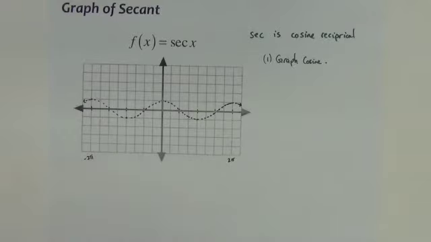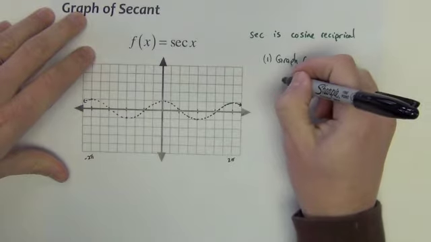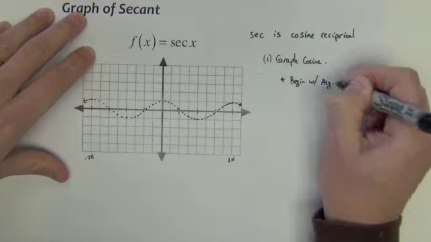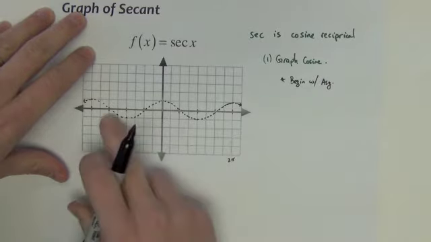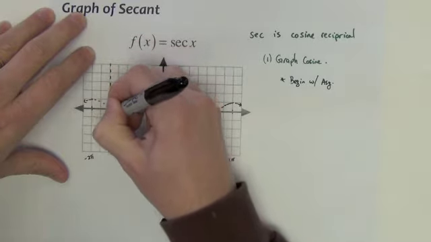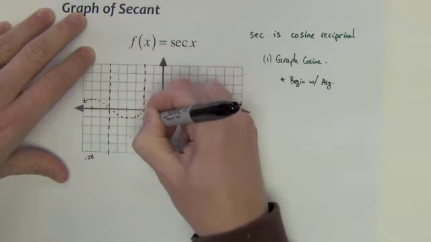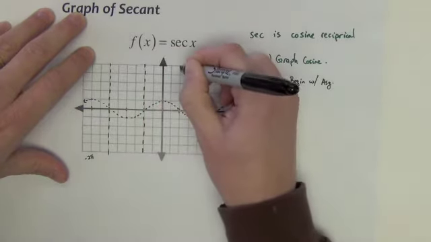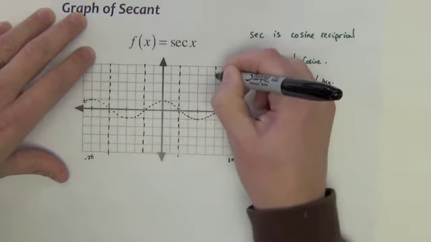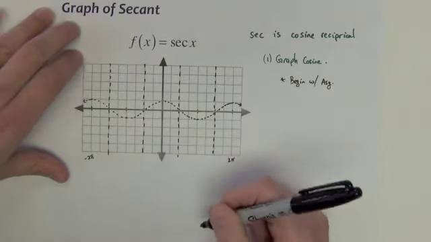And the easiest place to begin is with the asymptotes. The reciprocal of 0 is undefined. So every place that this cosine graph crosses the x-axis, therefore has a y value of 0, reciprocates to undefined. Okay.